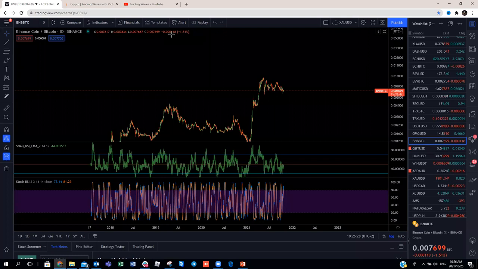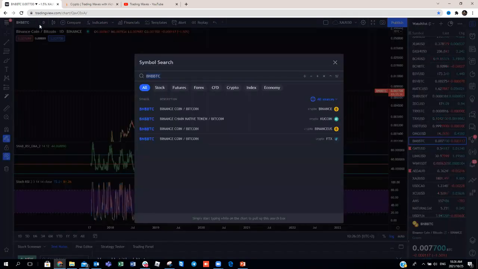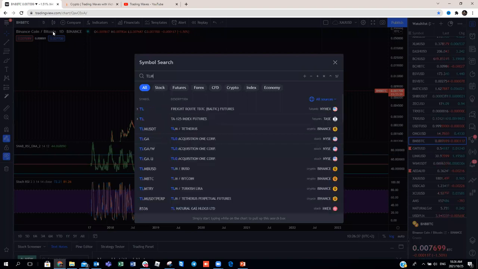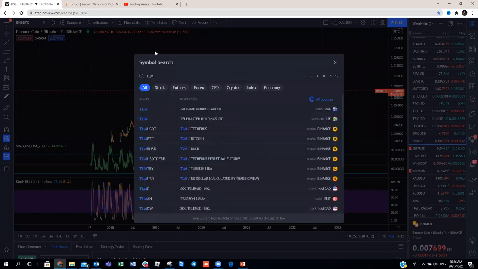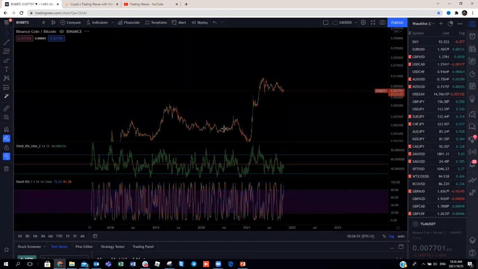I see somebody's asking, is TLM a good investment? Let's have a look at TLM. If you're talking about investment, it means that you're probably looking to buy that one for the long term. So you want TLM versus US dollar Tether. So let's compare it to Tether.